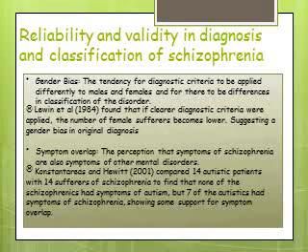Also, symptom overlap. The perception that symptoms of schizophrenia are also symptoms of other mental disorders. So another weakness is research compared 14 autistic patients with 14 sufferers of schizophrenia to find that none of the schizophrenics had symptoms of autism, but 7 of the autistics had symptoms of schizophrenia, showing some support for symptom overlap. So are we accurately diagnosing people with schizophrenia, or should they be diagnosed with another issue?